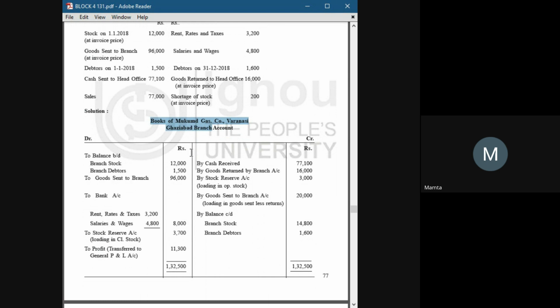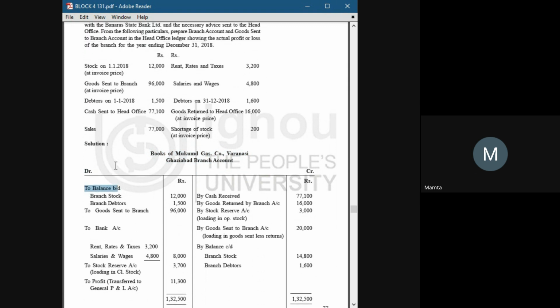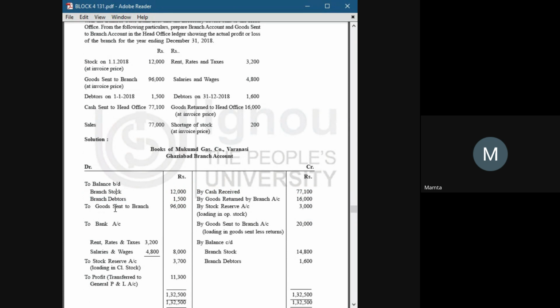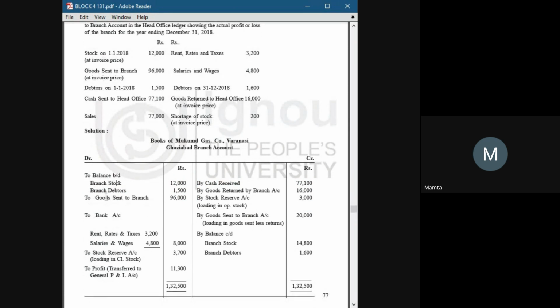First of all, the balance brought down means the opening balances for the branch stock and branch debtors. The opening balance of branch stock was 12,000, and the opening debtors were 1,500. So we have mentioned it here. You can see it again. Now, goods sent to the branch.